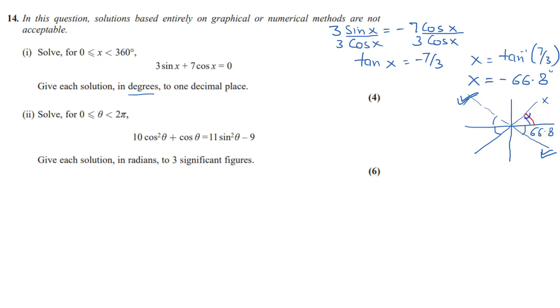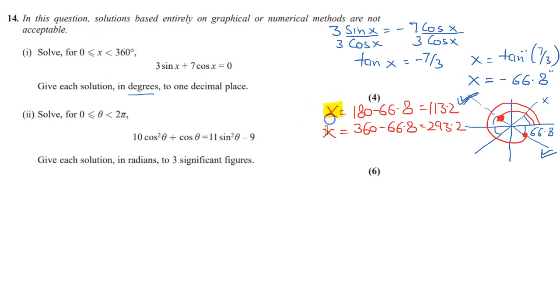So this one value is this and another is this. So our values are 180 minus 66.8, and another value is 360 minus 66.8. So it will be 113.2 and this value is 293.2. So we have the solution.